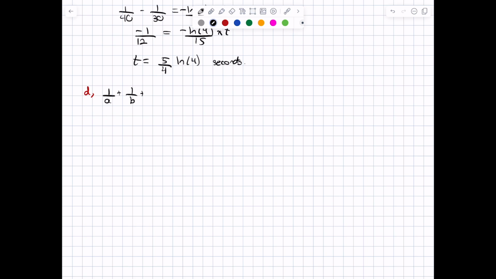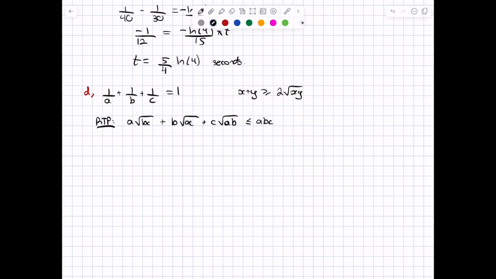They've given us that the reciprocals of these numbers add to equal 1. We're also given the AM-GM. And what we want to prove is a root bc plus b root ac plus c root ab is going to be less than or equal to abc.